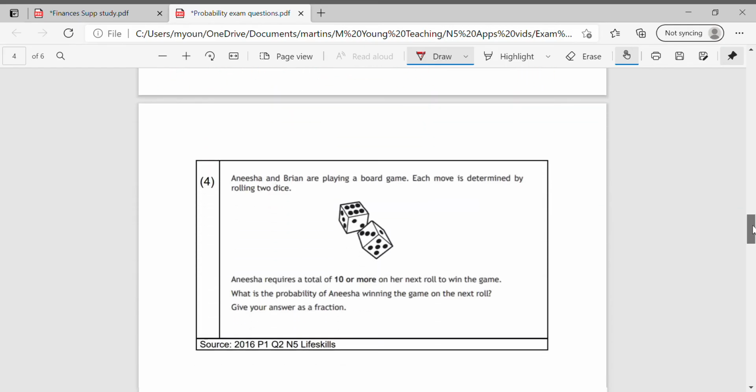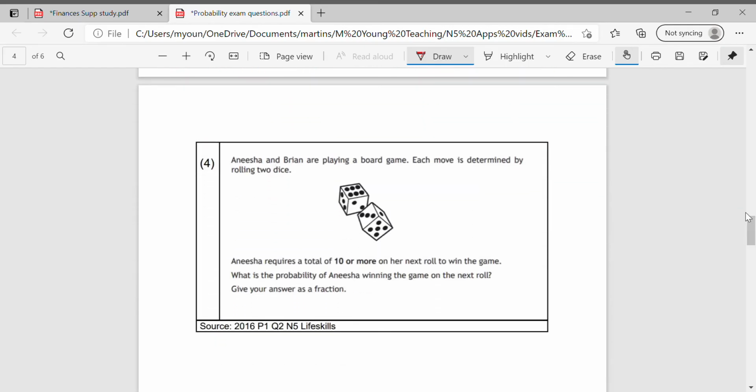Alright, question number 4. Anisha and Brian are playing a board game. Each move is determined by rolling 2 dice. Anisha requires a total of 10 or more on her next roll to win the game. What is the probability of Anisha winning the game on the next roll? Give your answer as a fraction. Alright, so for this one, what we've got here is 2 objects, and this is very similar to question number 1. With something like this, it's dead easy.